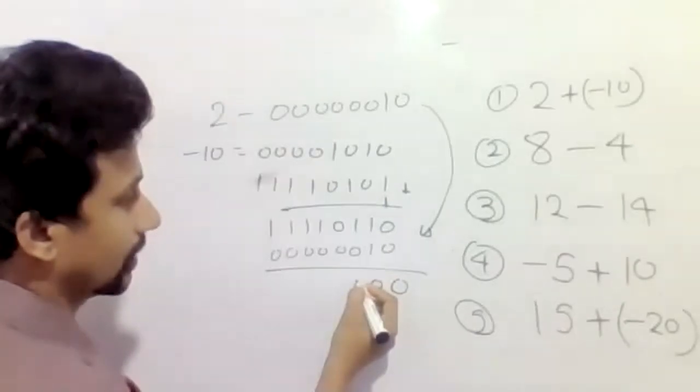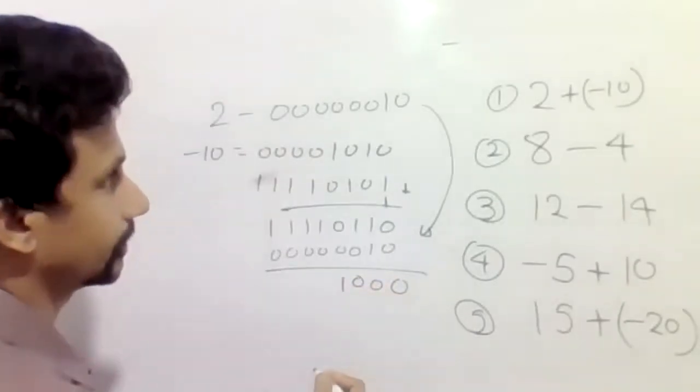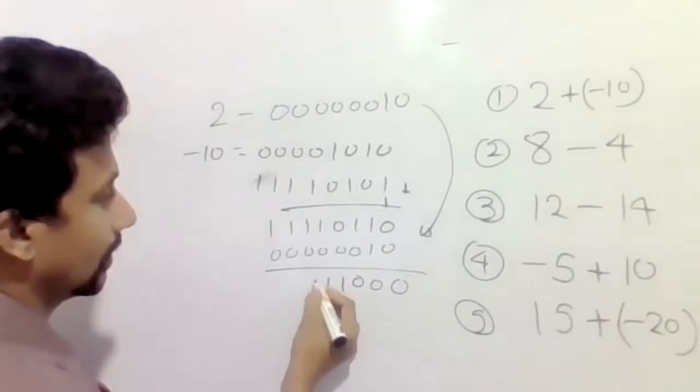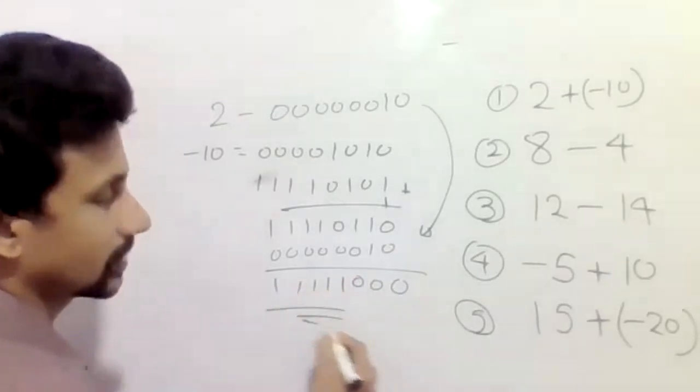You get 1 1 1 1 1 0 0 0. This is your answer. This is your answer.